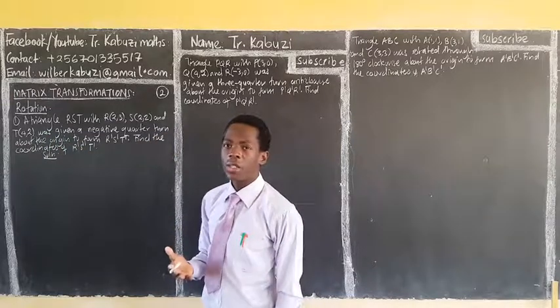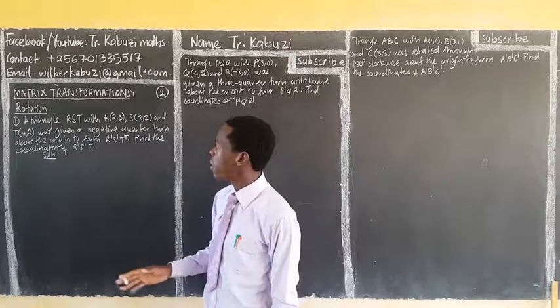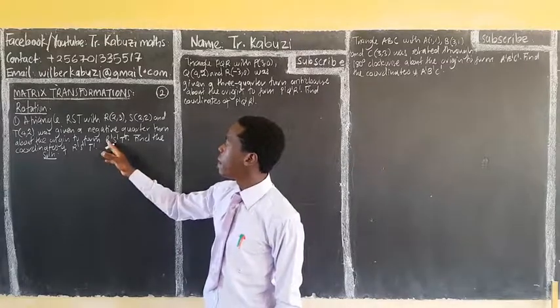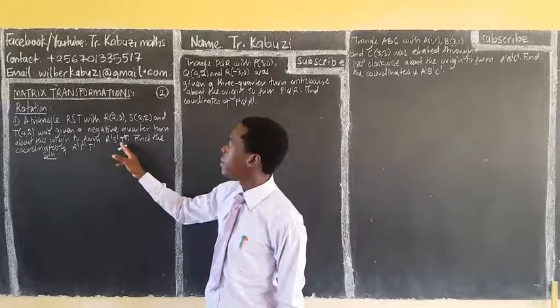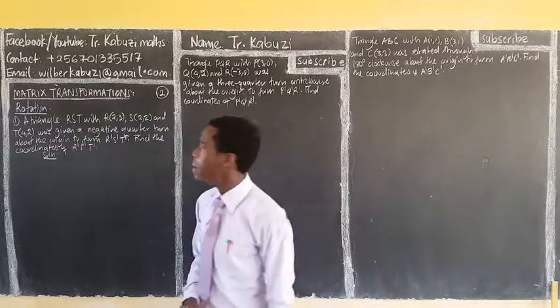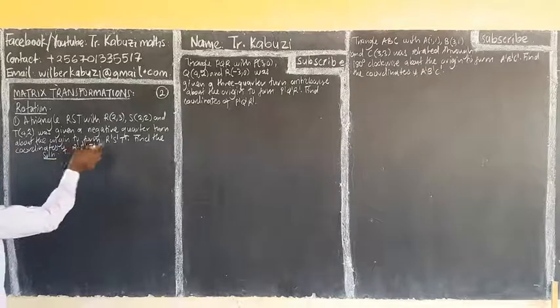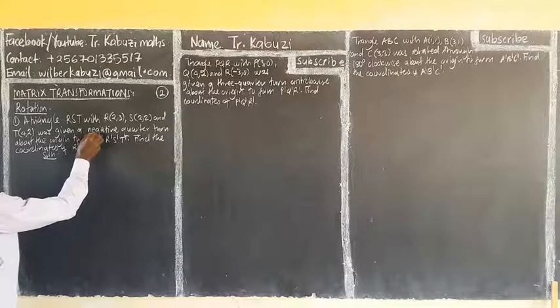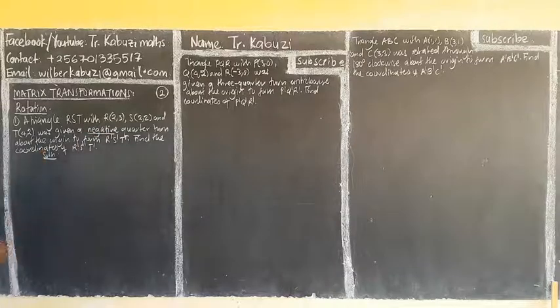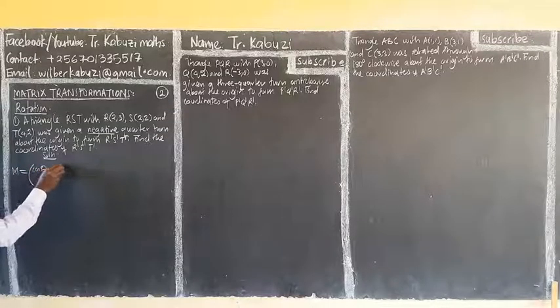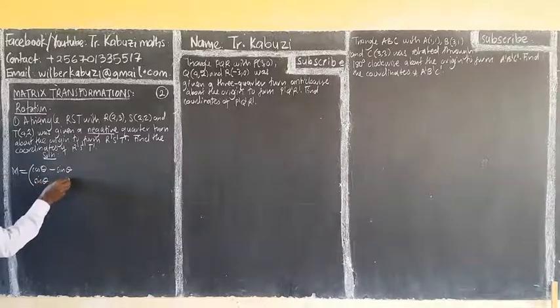You can easily use the matrix of rotation about the origin to form R prime, S prime, T prime. Find the coordinates of R prime, S prime, and T prime. Now, if they talk about the word origin, and the turn here is negative, you know that our matrix of rotation about the origin is cos theta, negative sine theta, then sine theta, cos theta, where theta is the angle of rotation.